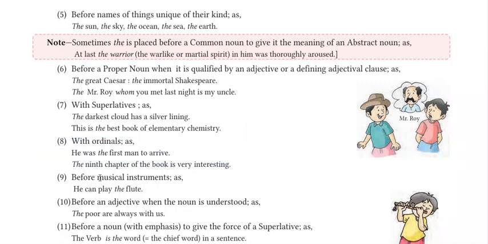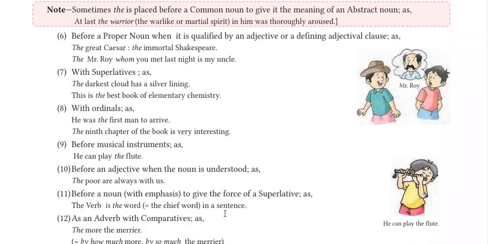And then sometimes we also use the with musical instruments. How? He can play the flute. Can you play the drum? Right? When will you play the piano? So it means that with musical instruments we use the. Before an adjective when the noun is understood, the poor. Like when we discussed using an adjective as a noun. Whenever we put the with any adjective, it becomes the whole class, right? The poor are always with us. So here we use the plural, are, were.